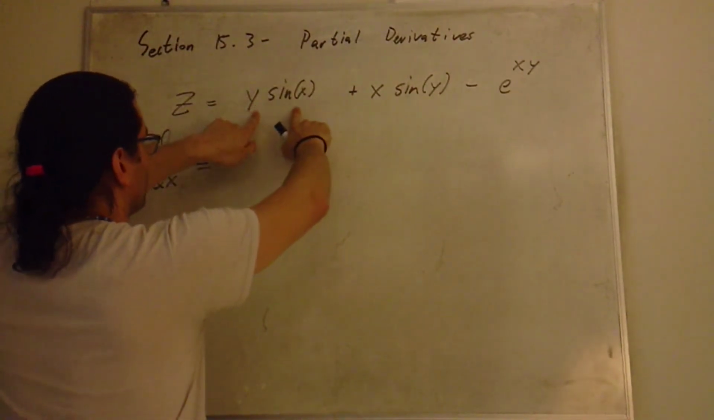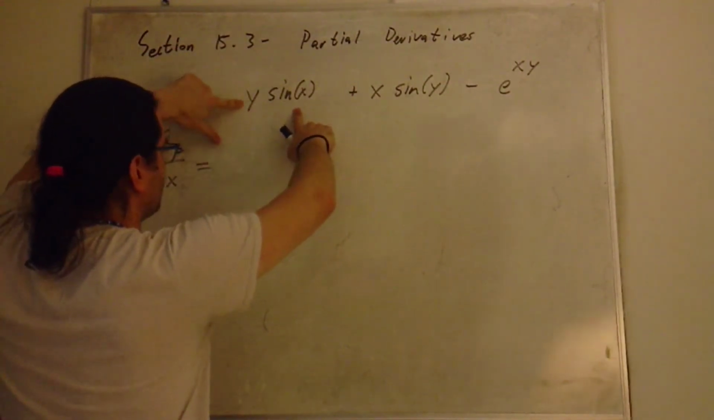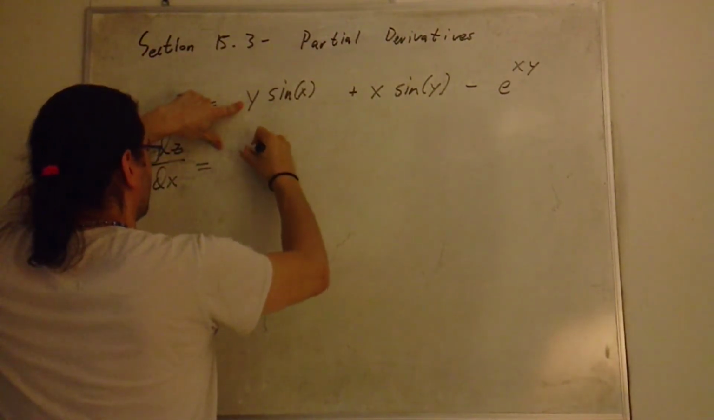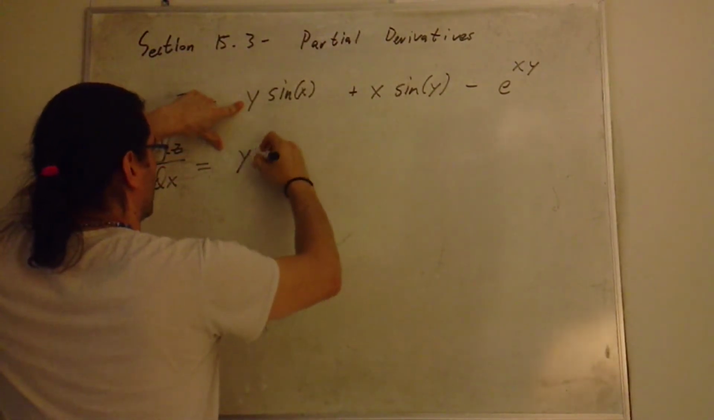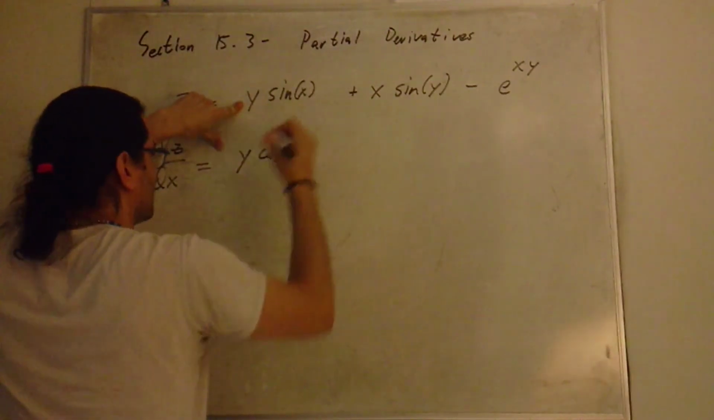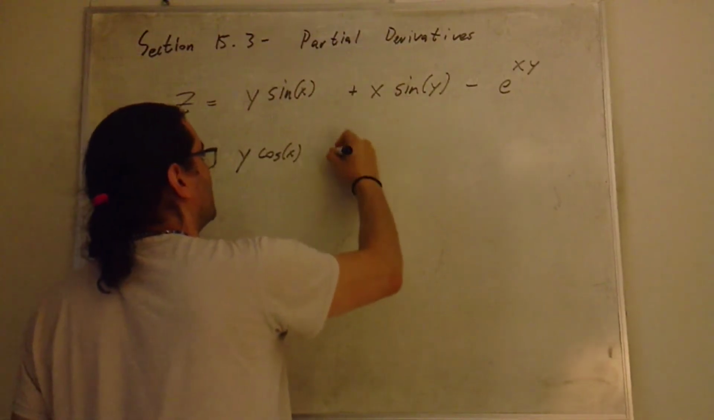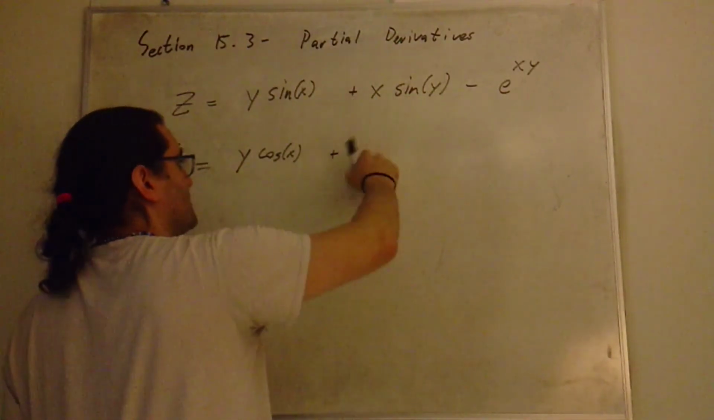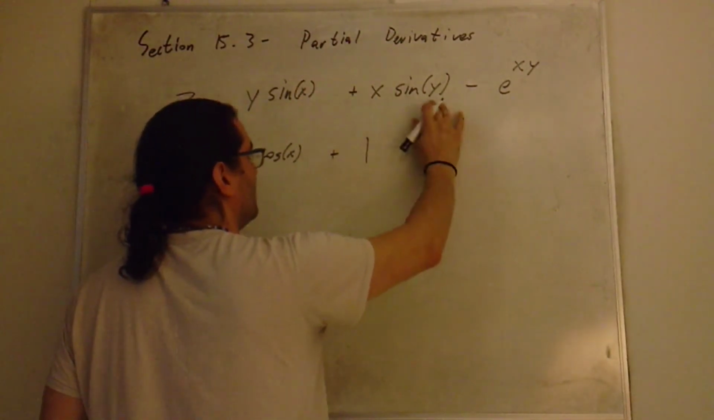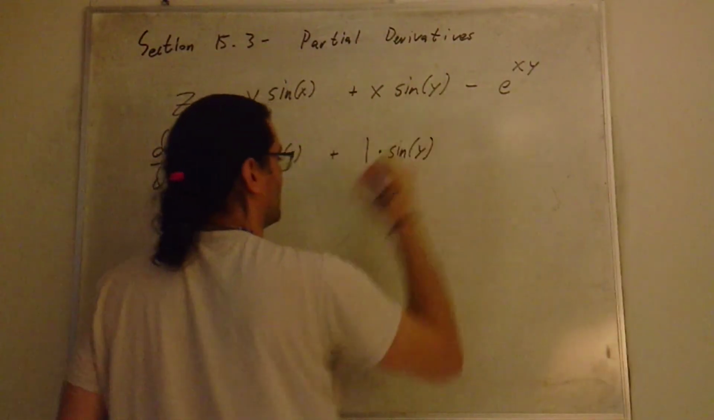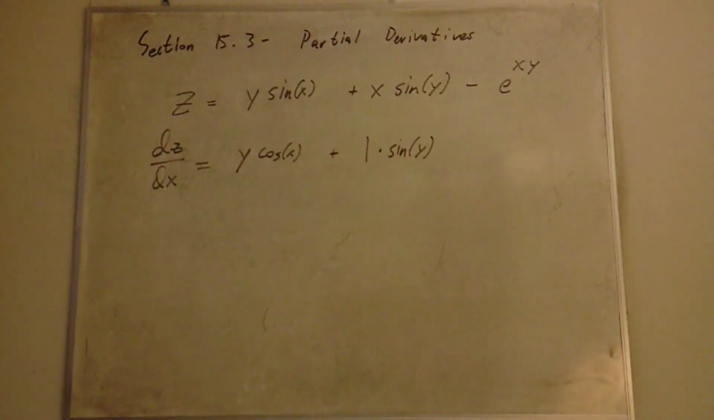In this term, we're going to pretend like y is just a coefficient. It's hanging out. Nothing weird is happening there. So it'll keep hanging out, and the derivative of sine x is cosine x. And then in this piece, the derivative of x is 1, this is going to be like the coefficient. It's safe, it's just hanging out, nothing weird is happening with that.